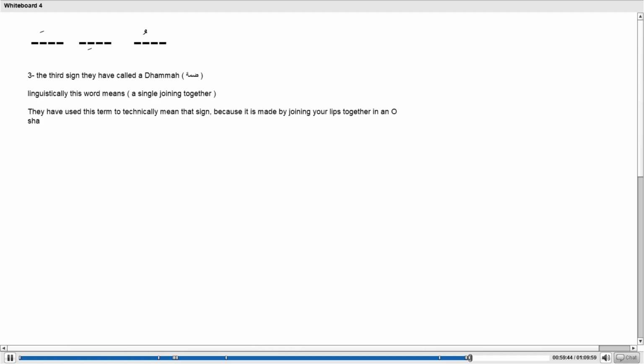Making an oo sound. How did you make that oo sound? You put your lips together. You can say that if you want, but you could also say circling your mouth. It's better to say, join your lips together, because that's the better way of saying it. So, let's give quick examples for this, inshallah.